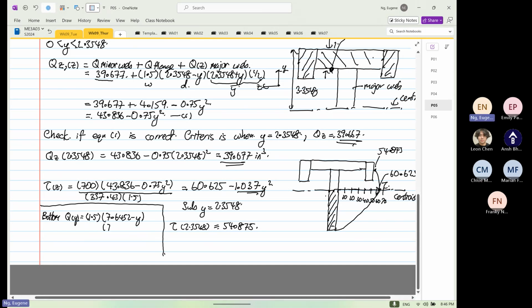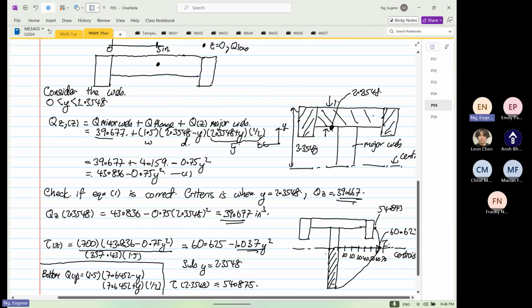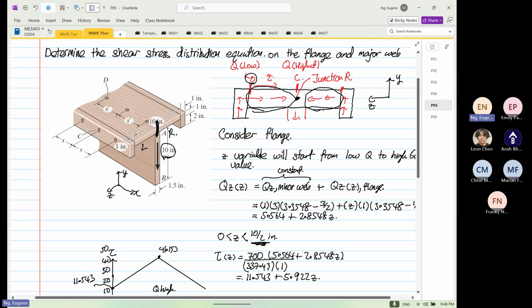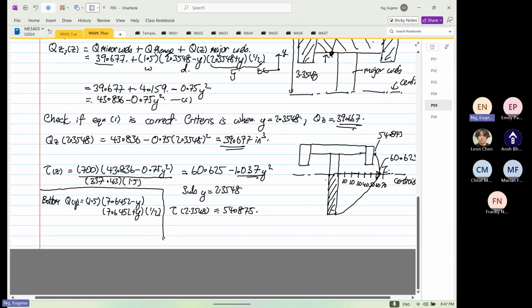And then the same thing, 7.6452 plus y multiplied by half. Why 7.6452? Because the entire length is 10 plus 1, so 11 minus y, so 11 minus 3.3548. Okay, so 11 minus 3.3548 is equal to 7.6452.